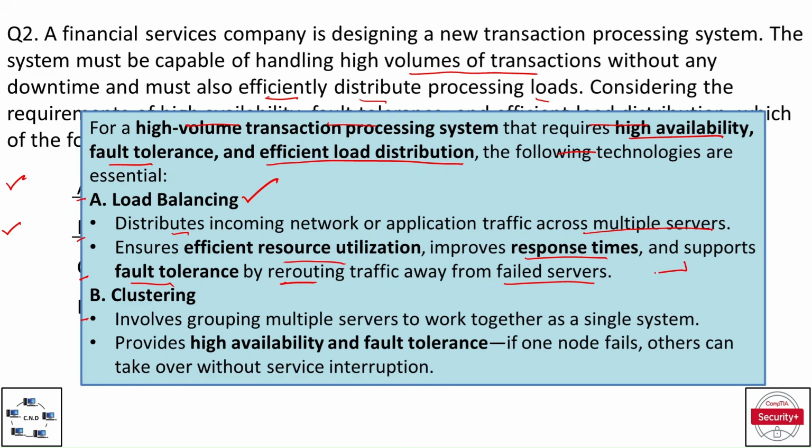What does this mean? This means that if we have, let's suppose, three servers, on the top we have a load balancer. So the load balancer distributes traffic among these servers. And if due to any reason one of the servers fails, the traffic is no longer sent to this server, rather it is rerouted and distributed among the remaining servers. Number two, clustering. So clustering involves grouping multiple servers to work together as a single system. This provides high availability and fault tolerance, and if one server or node fails, others can take over without service interruption.